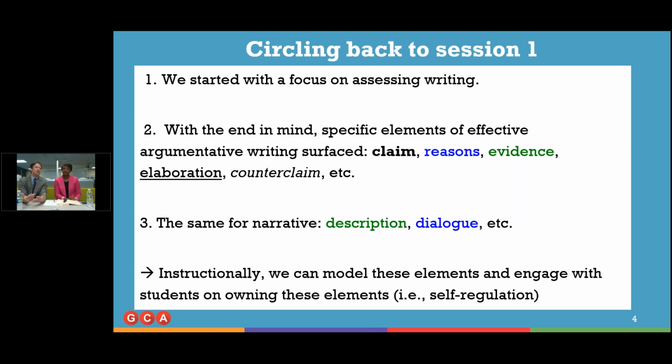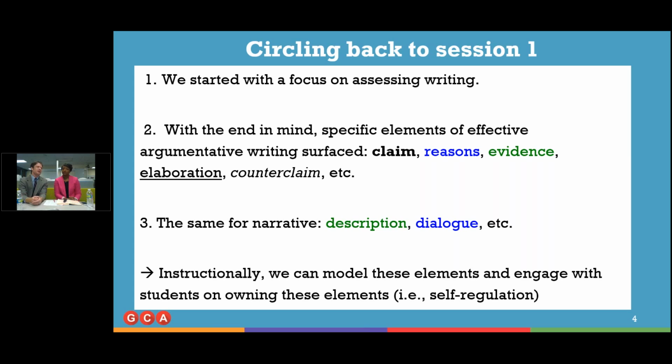So those elements or those vocabulary terms associated with argumentative writing are pieces that we really talked a whole lot about, and I think that's really going to pave the way for instructional moments that we're going to be talking a lot about today. So instructionally we can model these elements and really engage our students in owning these pieces of vocabulary that would be specific to these two genres, which I think really promotes self-regulation.